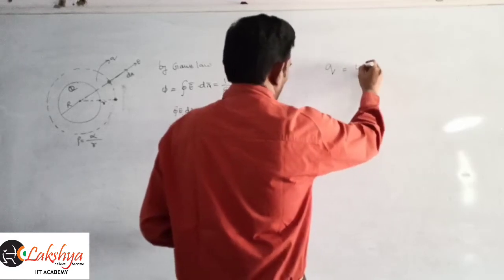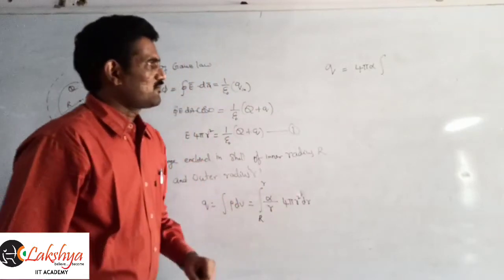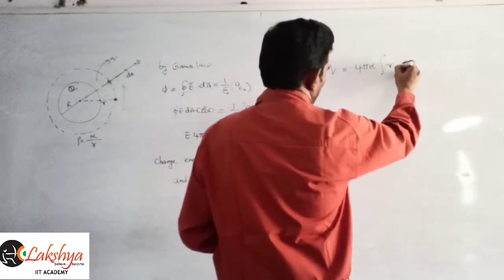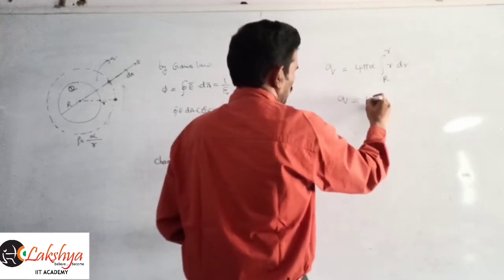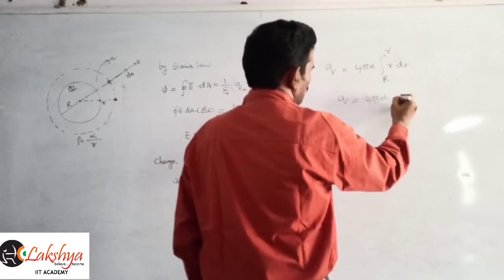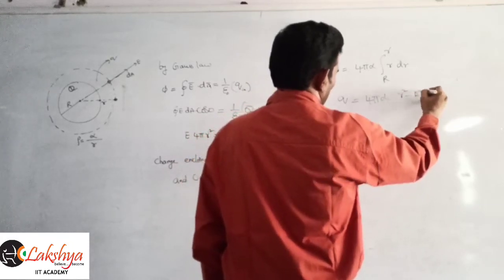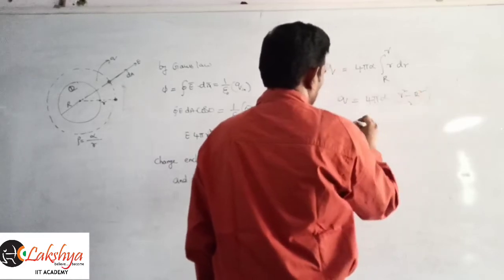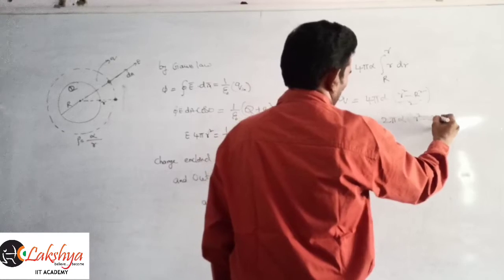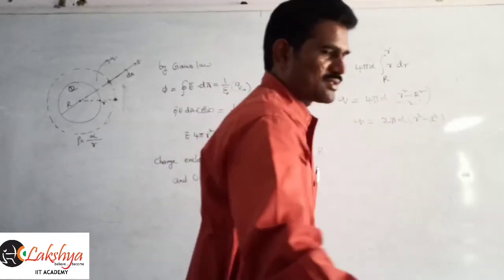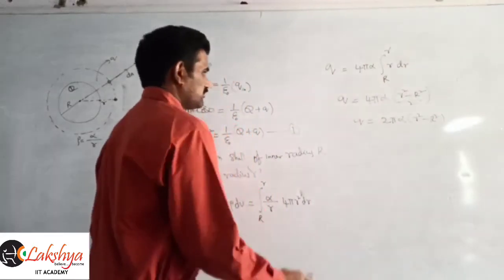Then 4 pi alpha into this, the r and r will be cancelled. So this is nothing but r into dr from capital R to small r. Therefore q is equal to 4 pi alpha into r square by 2, so you will get small r square minus capital R square by 2. So therefore this q is nothing but 2 pi alpha into r square minus R square. Let us substitute this value in this equation.